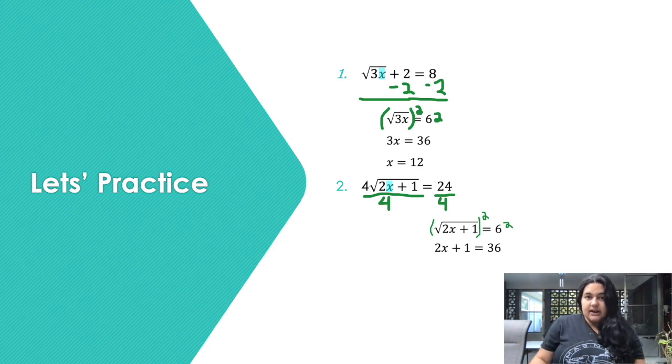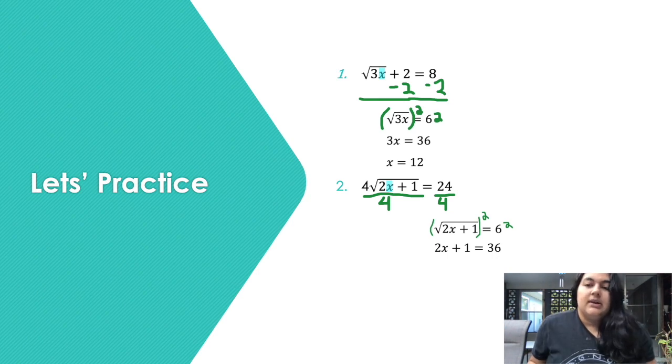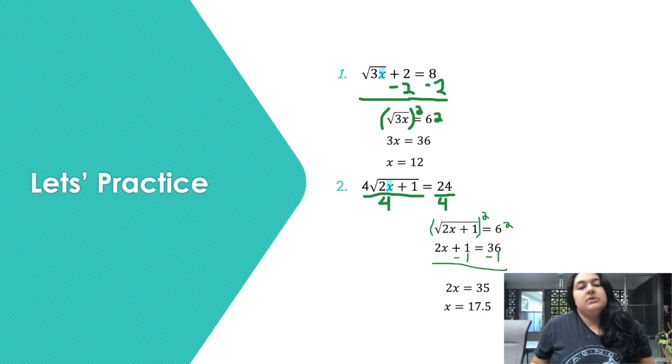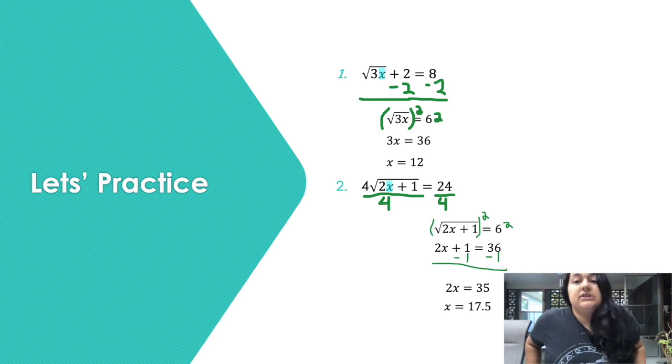Now I'm going to solve this like I would a normal equation. So my first step is to subtract 1 from both sides. Then I will be left with 2x is equal to 35. Then I will divide each side by 2, and that is x is equal to 17.5.